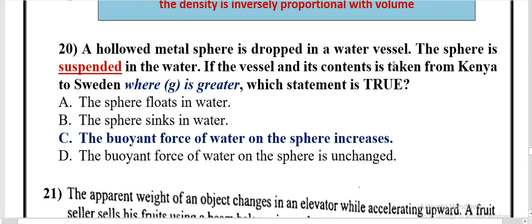Hollowed metal spheres, but we take the same problem and move it from Kenya to Sweden, where g is greater. As g is greater, the weight will increase, and so the buoyant force will increase.